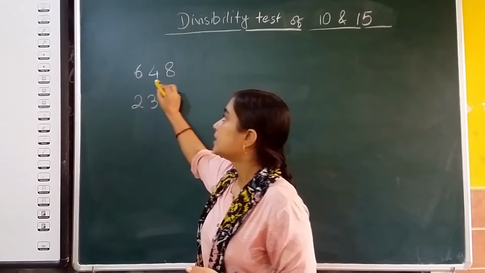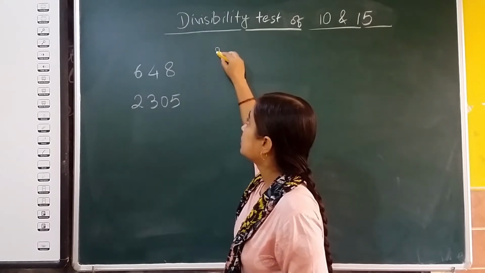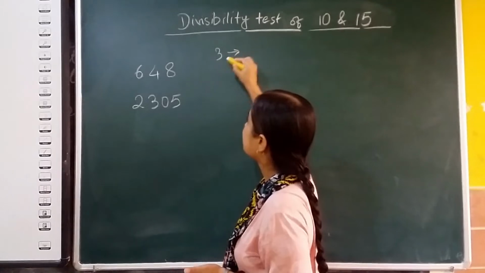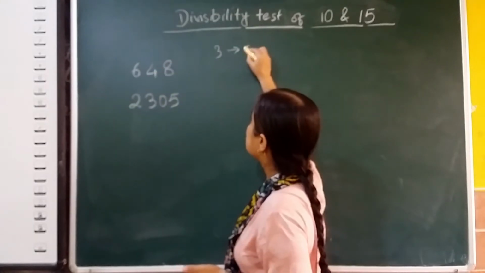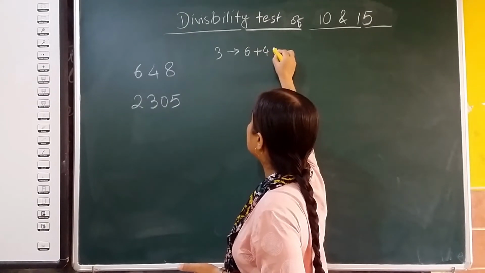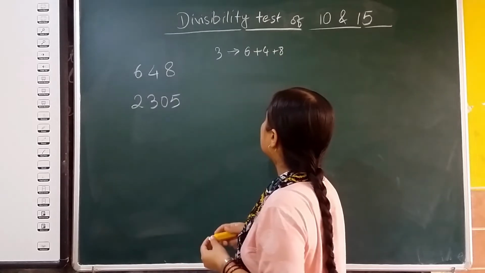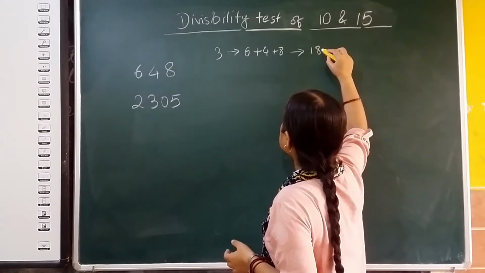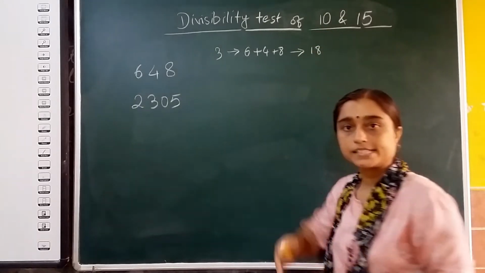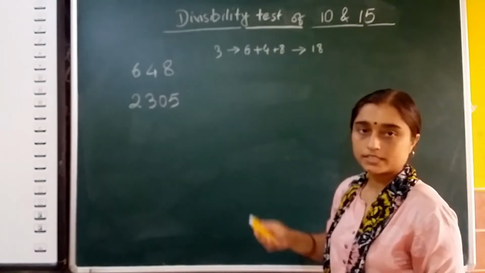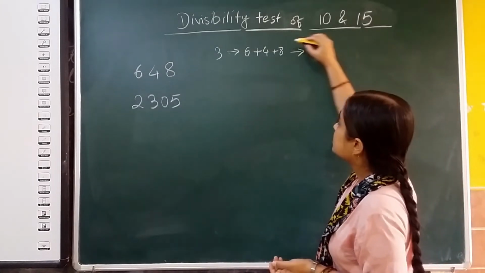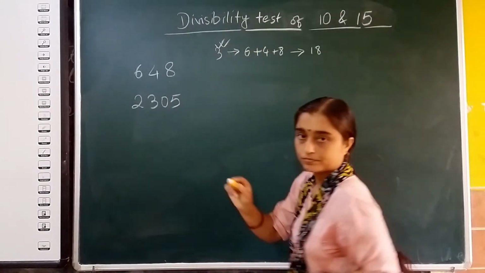See, 648. We will first check for 3. Checking for 3, what will we do? We will add the digits: 6 plus 4 plus 8. How much is it? It is 18. This means 3 sixes are 18. 18 is divisible by 3. Therefore, this whole number is divisible by 3.